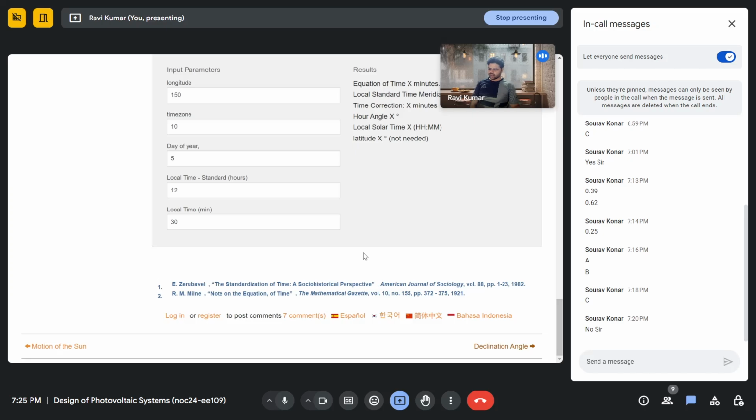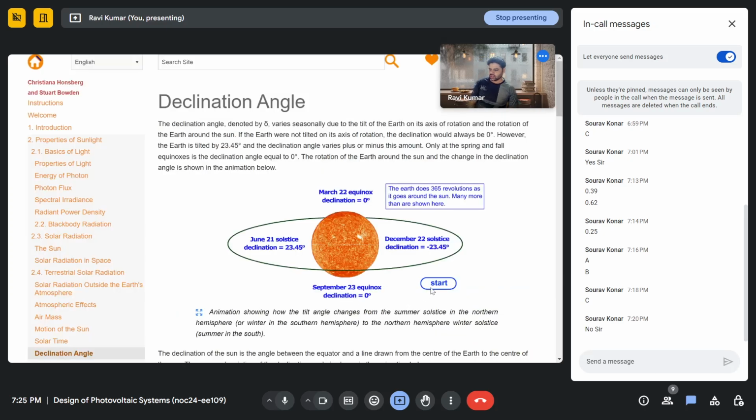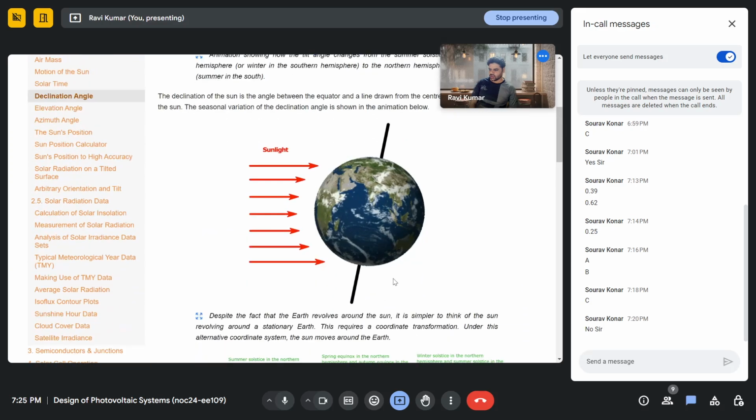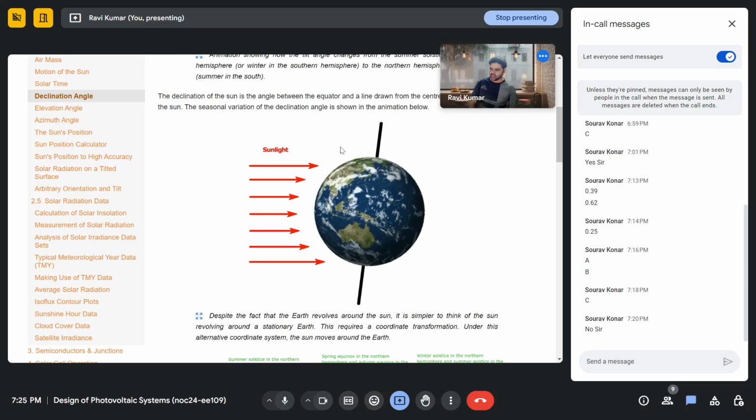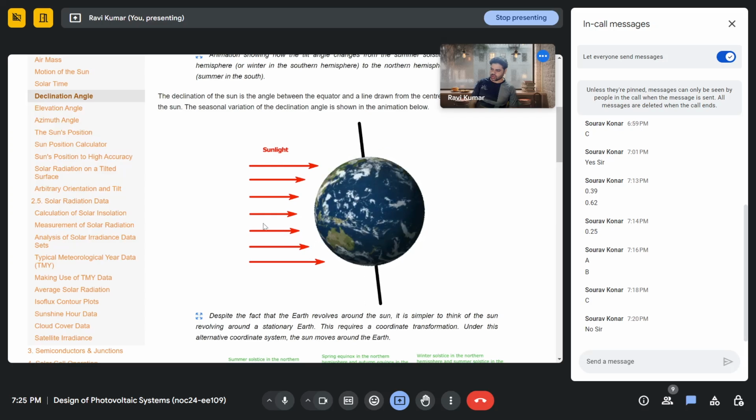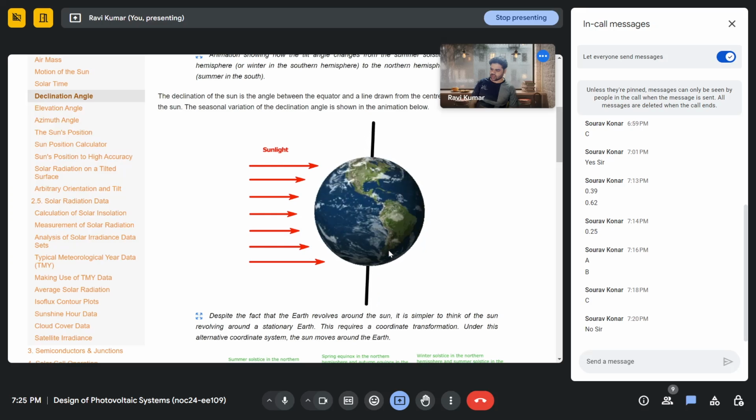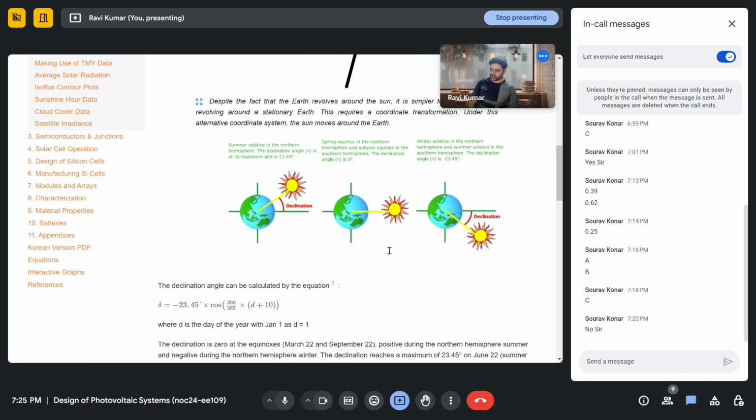Even the declination angle, I'll show you. See, this is the declination angle. It is 0 here, maximum here and maximum there. This is how the Earth receives sunlight. In this particular condition, the declination angle is 0. It is maximum on the other side, and then it will be maximum on the opposite side. From the Earth's perspective, we can see it like this.